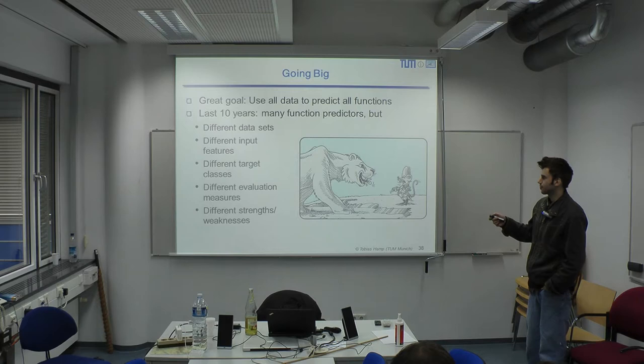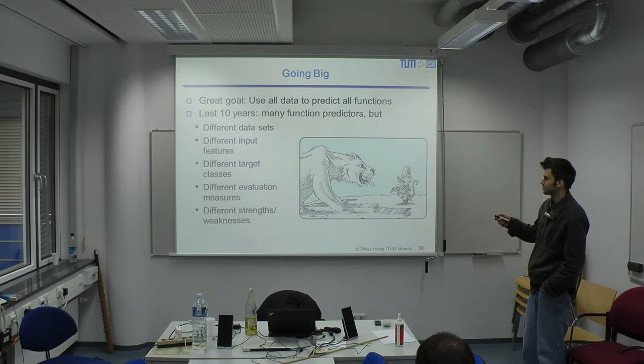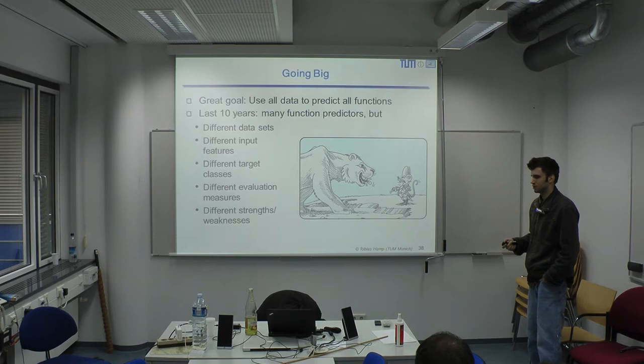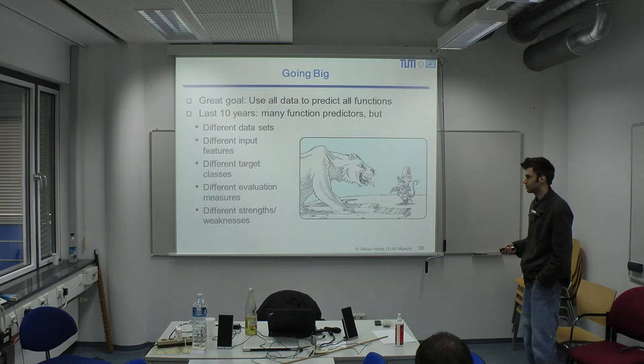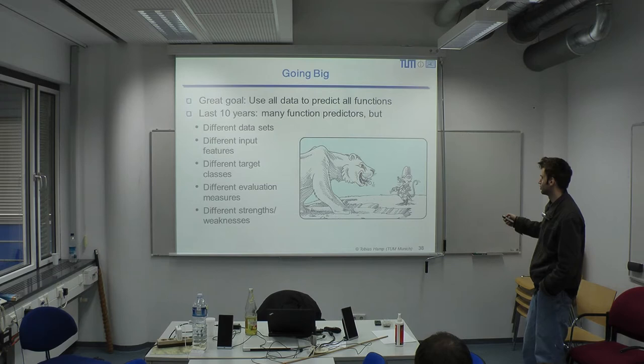If you spend a little time in the field, you will read through the literature, you will see that there are tons of different predictors, but the big problem really is that there are all these different data sets with different features. They predict different targets, so not all proteins, but maybe only proteins from a certain family. They use different ways of evaluating it all and have different strengths and weaknesses. For example, one is very fast, the other one is very accurate, and so on and so forth. And you can interpret this picture a little bit like taming the beast, both of function prediction and of the predictors, the people themselves.